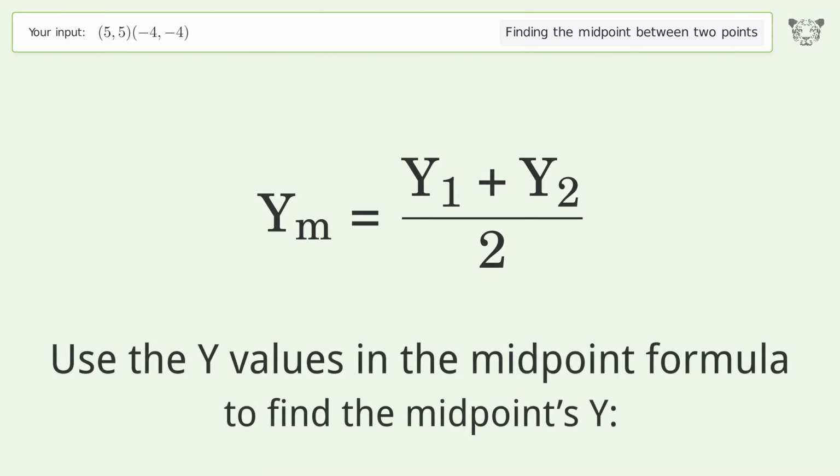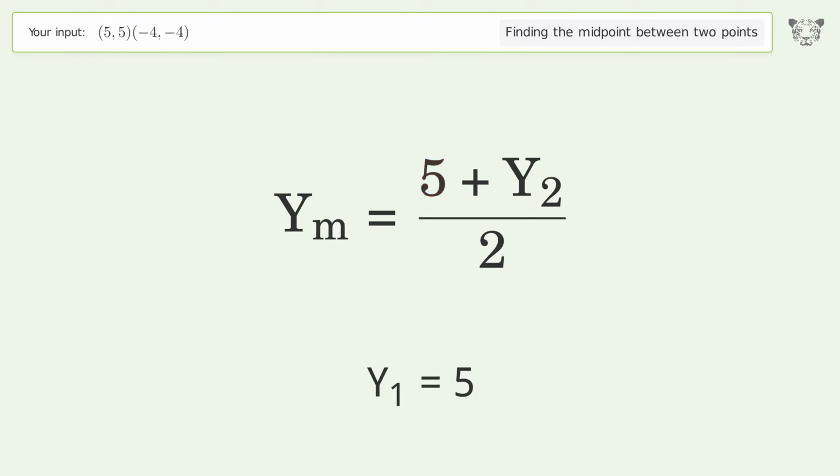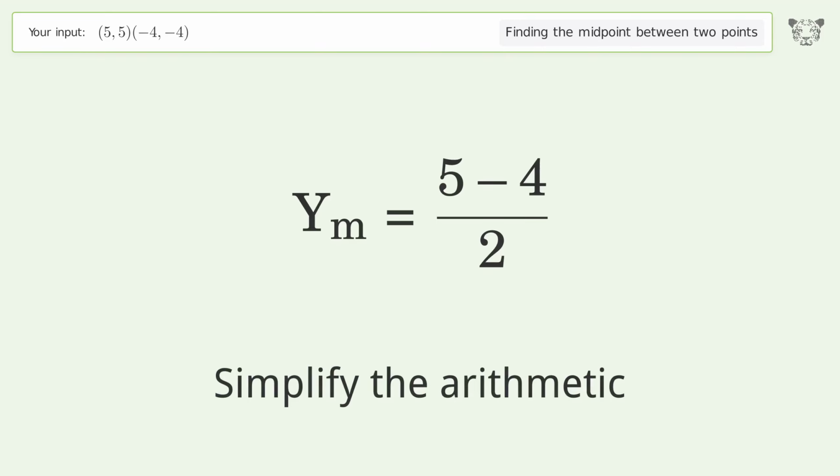Use the y values in the midpoint formula to find the midpoint's y. y1 equals 5. y2 equals -4. Simplify the arithmetic.